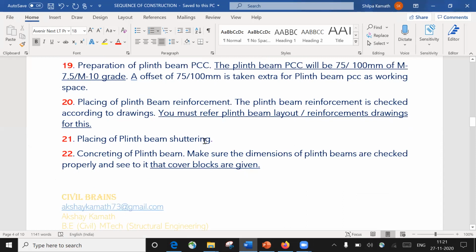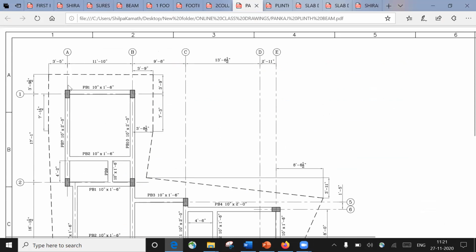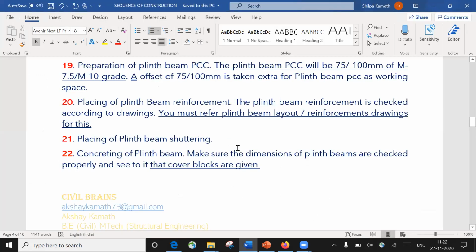Whatever is the dimension of this particular plinth beam, let us say this is the dimension of the plinth beam, the same size of the shuttering is put up. That is, the width will be 10 inches, and your depth will be 1 feet 6 inches. So 1 feet 6 inch of shuttering board, and the distance between this and this shuttering board, that is the width, will be 10 inches, that is 250 mm. So this is how we are going to arrange the plinth beam.